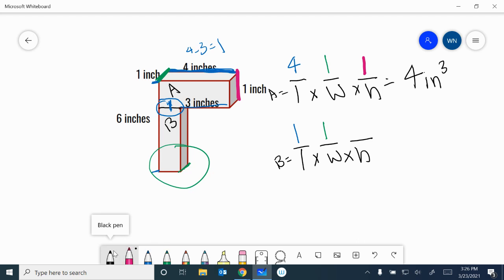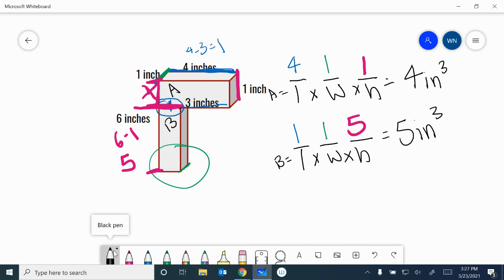We can see that from all the way up here to all the way down here is 6 inches, but we're looking to stop it right here. So let's look at our 6 inches. We know that this here is 1 inch. So if I get rid of that 1 inch, I'm going to say 6 inch minus 1 inch. I'm going to get 5 inches. Let's go ahead and solve it. That means our length is 1 times our width is 1 times 5 of our height gives us 5 inches cubed.